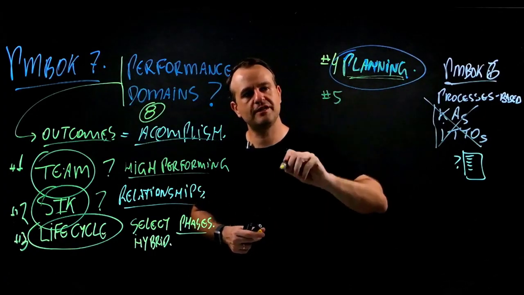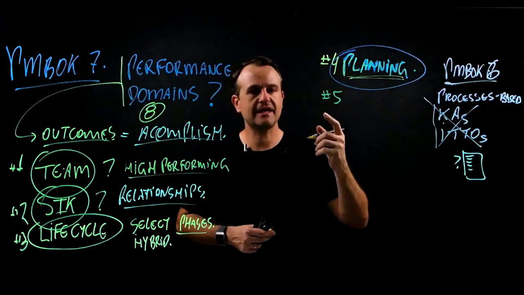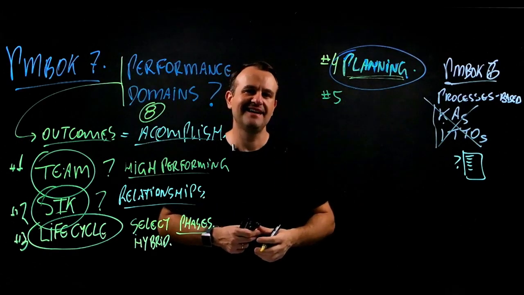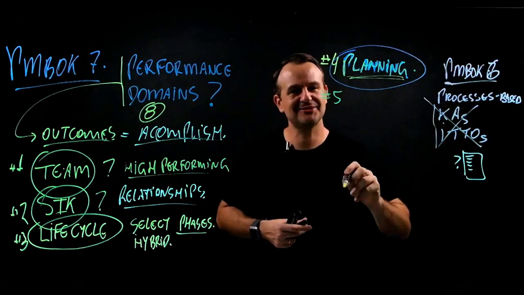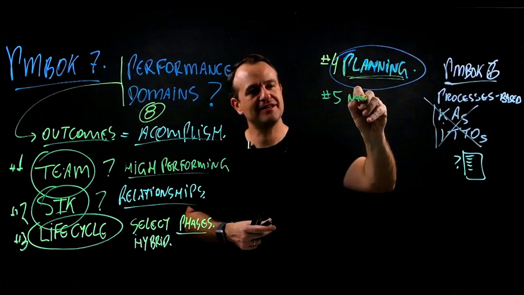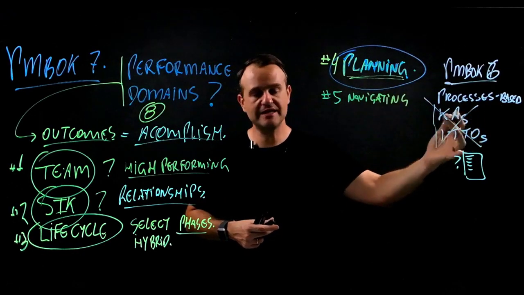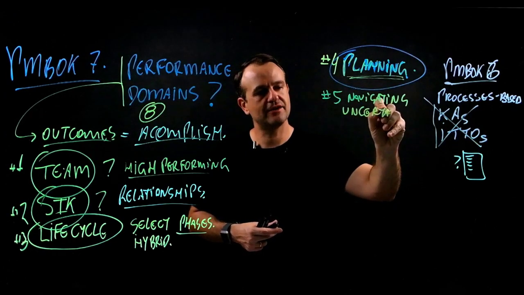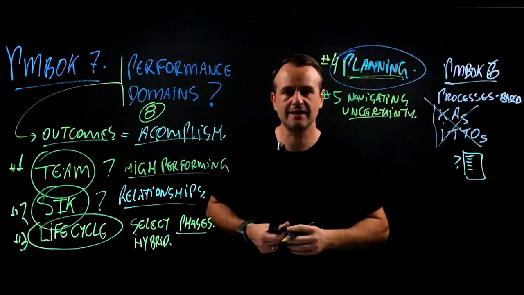So let's move to the fifth performance domain. Number 5 is navigating uncertainty and ambiguity. When we compare this to the PMBOK Guide 6th edition, I find this very interesting, because navigating uncertainty in a way is related to risks, but it's much broader than that. Not only uncertainty, you have to take ambiguity into consideration as well.